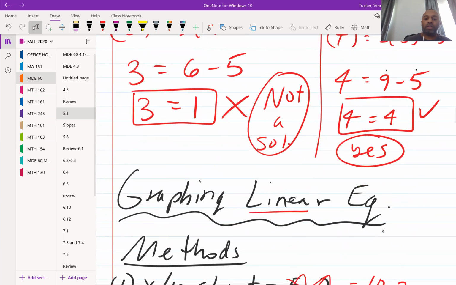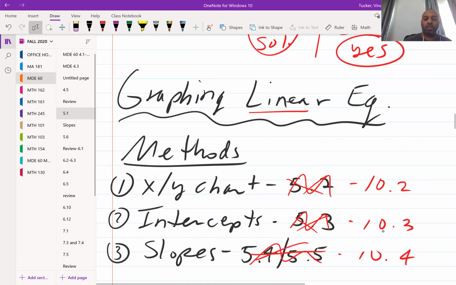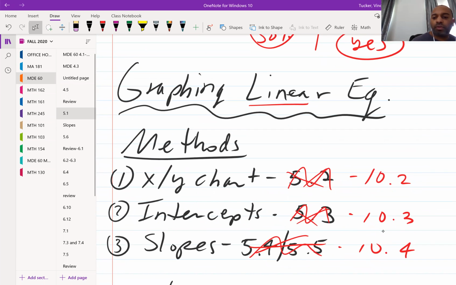All right. So there are three different ways that we will graph our linear equations. So we have 3 methods here. We got slopes.